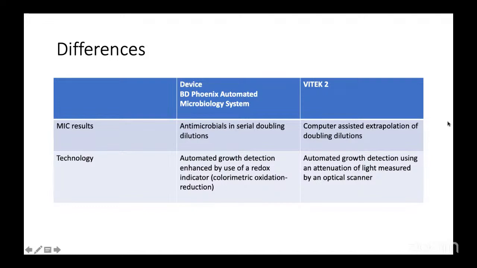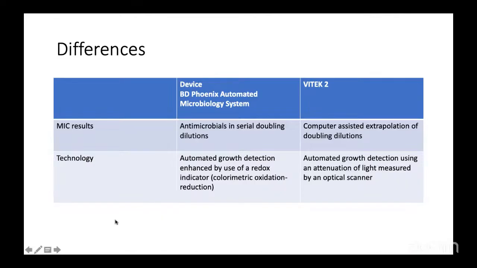In Vitek 2, it is a computer-assisted extrapolation of doubling dilutions. Your MIC may be between 2 and 4, but the computer will extrapolate, depending on the growth kinetics, whether it is matching with 4 or with 2. Whereas the BD Phoenix system has the antimicrobials in serial dilutions, based on slightly more dilutions than in the Vitek system. They are also not giving you an exact 16 dilutions of MICs. That is not possible with 136 wells. Although most of the time companies will come to you and claim that they are doing true MICs, they also have slightly more dilutions.